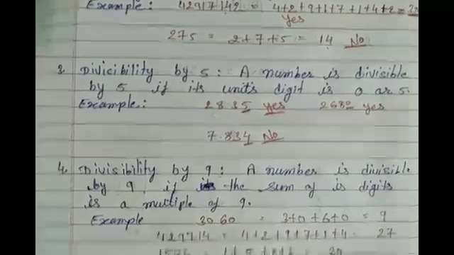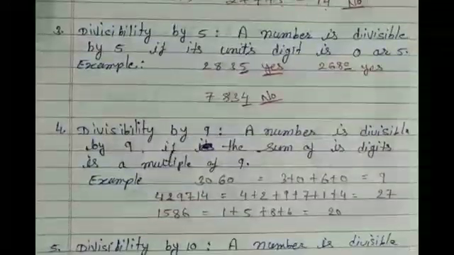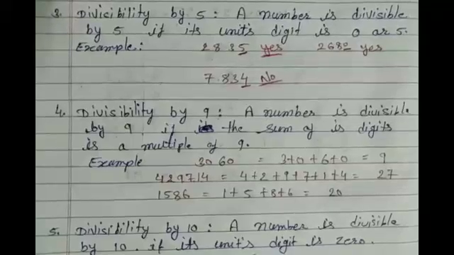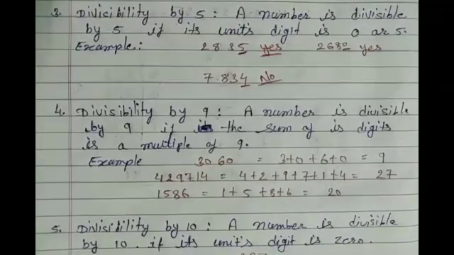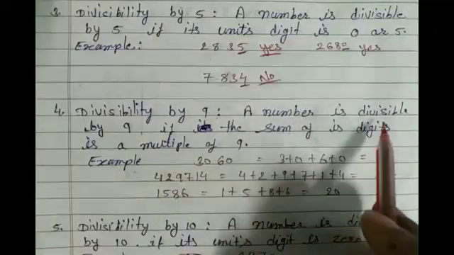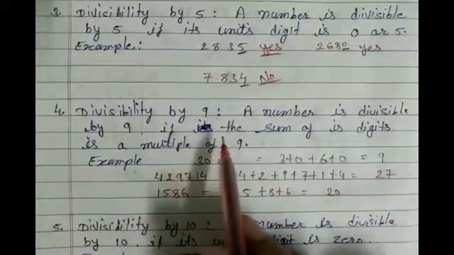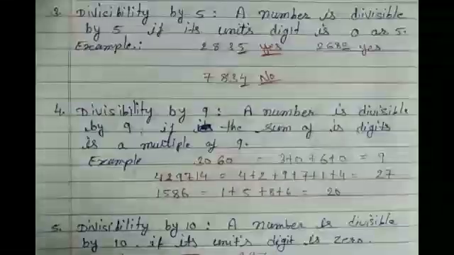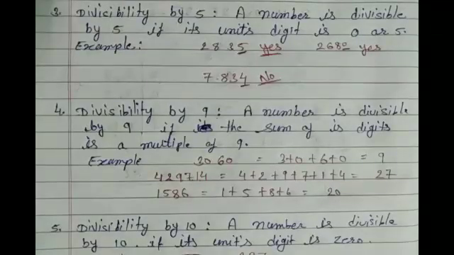Now the next thing, divisibility by 9. Now we have to check whether a given number is divisible by 9 or not. The rule says that a number is divisible by 9 if the sum of its digits is a multiple of 9. Exactly the same method we use in divisibility of 3, we use in divisibility of 9. So the method is the same, but the last part will be changed.